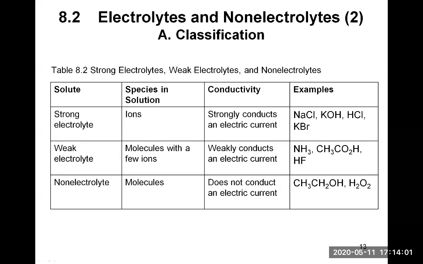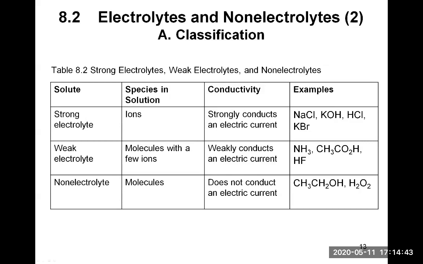Now, weak electrolytes are made of a lot of neutral molecules and a few ions. So the molecule dissociates only slightly into a few ions, and those few ions will weakly conduct the electrical current. Examples are ammonia, NH3, CH3CO2H, which is acetic acid, and HF, which we saw earlier. They will mainly stay as neutral molecules in water, and only a few of these molecules will dissociate into ions.